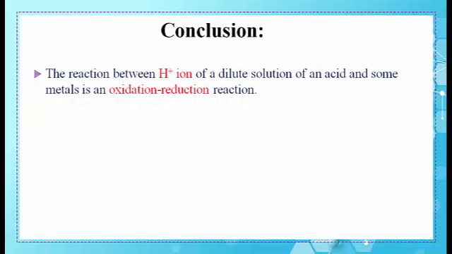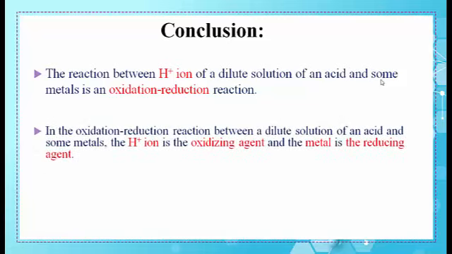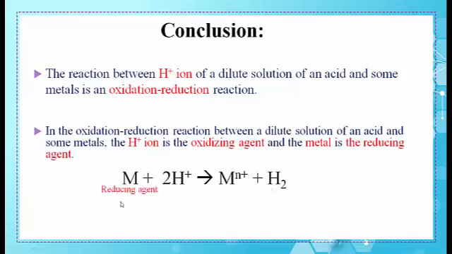We can conclude that the reaction between H+ in a dilute solution of an acid and some metals, it is important here, some metals can react with H+, is an oxidation reduction reaction. Also, in the oxidation reduction reaction between a dilute solution of an acid and some metals, the H+ ion is the oxidizing agent and the reducing agent is the metal. In general, we can write the reaction between a metal and an acid, H+, gives a metal ion and hydrogen gas H2, where the metal is the reducing agent and H+, which is the acid, is the oxidizing agent.